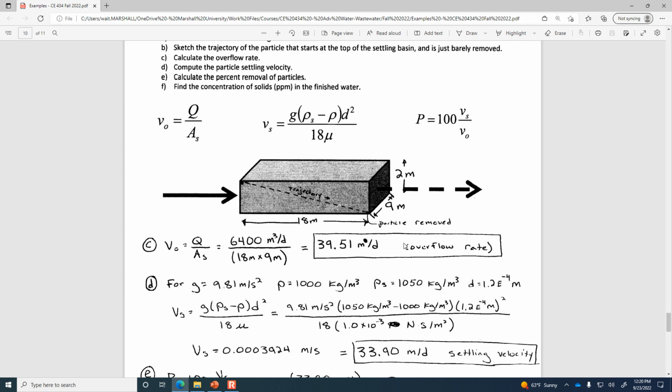So I got a good question as I was walking around. Somebody asked me about the units. You could convert the flow rate into cubic meters per second or cubic meters per hour. Since we're ultimately going to put both the overflow rate and the settling velocity into this formula that's a ratio, as long as Vs and V naught are the same units, that's fine. Here I've got it in meters per day for both the settling velocity and the overflow rate, but you could have done meters per second and put it into this ratio and gotten the same thing.